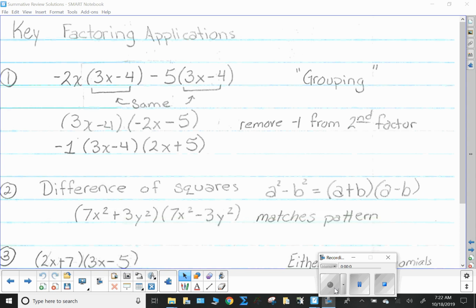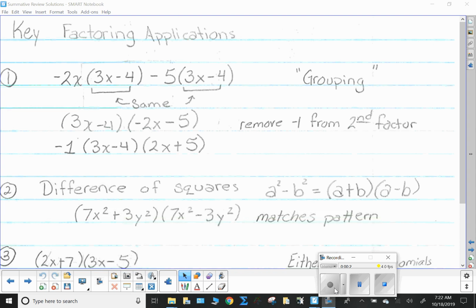of the factoring review. We have factoring applications. The first problem said that the area of a larger rectangle is negative 2x times the quantity 3x minus 4, and the area of a smaller rectangle is 5 times the quantity 3x minus 4. What is the difference in the areas in the factored form?